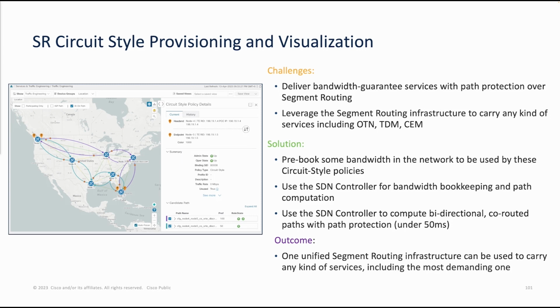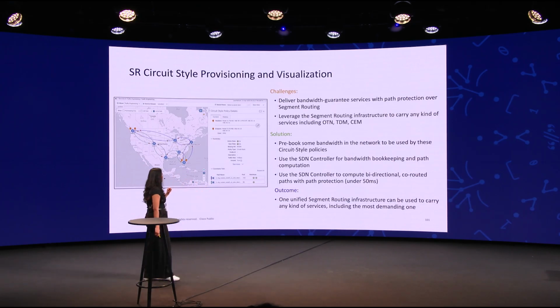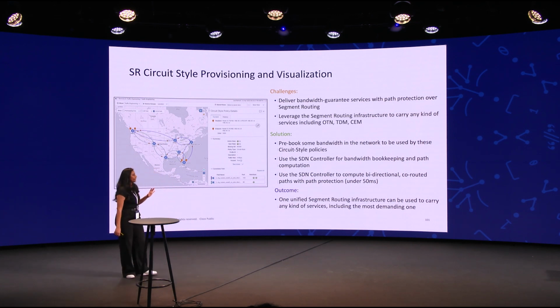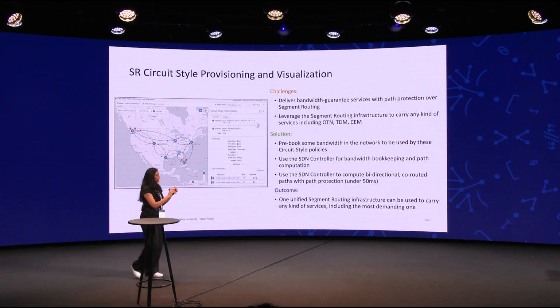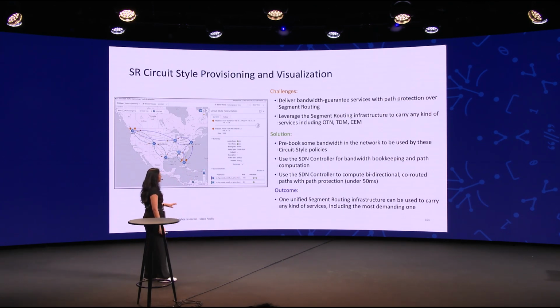So what this does is it actually leverages segment routing infrastructure to carry any kind of service. It could be OTN or TDM type services. It could be CEM. And we're going to talk about exactly how this works. So the solution is to pre-book some bandwidth in the network. So CNC books bandwidth in the network in a forward path and a reverse path. That's kind of the circuit behavior that we're talking about.